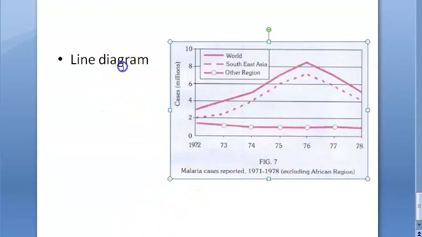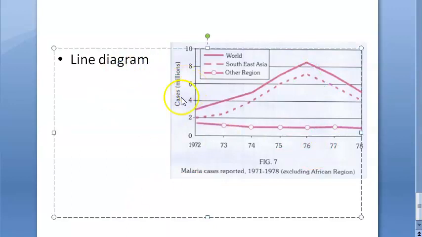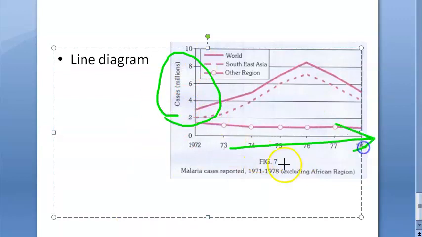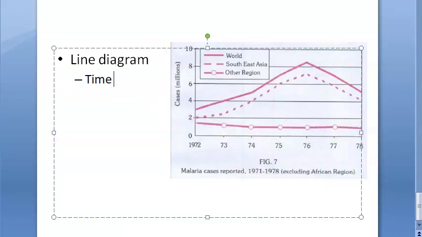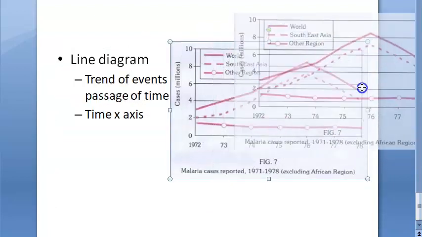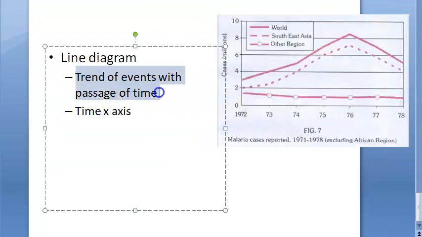So basically what are you showing here? Cases. Cases means what? Number of people only, right? So this is a type of frequency only. But here, what is that? Time. Time is there. So you should remember, time is the x-axis, you can say. But actually according to the textbook, the definition is trend of events with passage of time. So that is correct only, right, if we say x-axis is time. Trend of events with passage of time. Okay. So is time supposed to be the x-axis all the time? Then only it will become a line diagram.